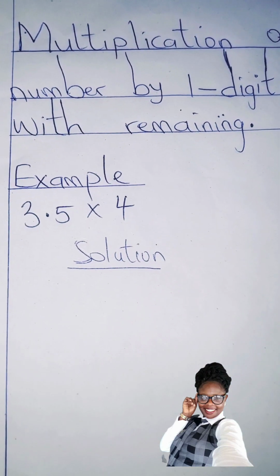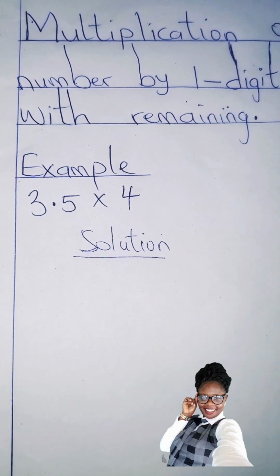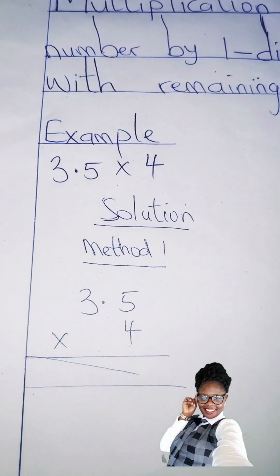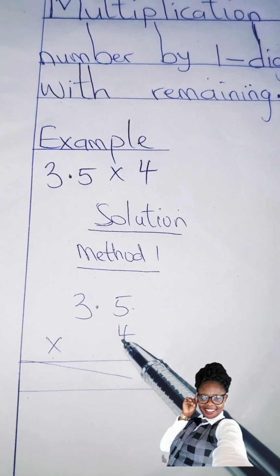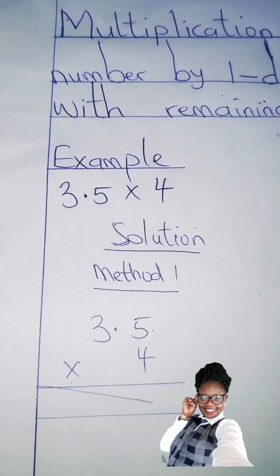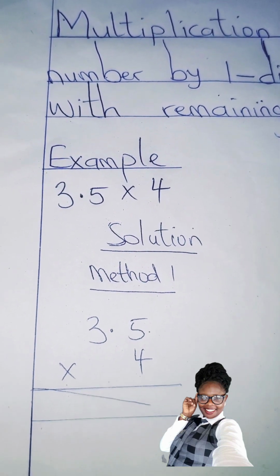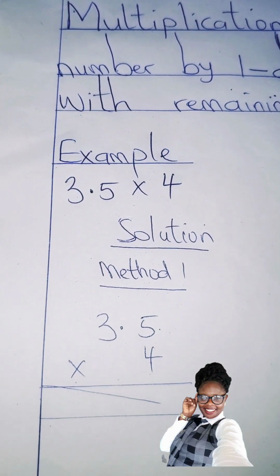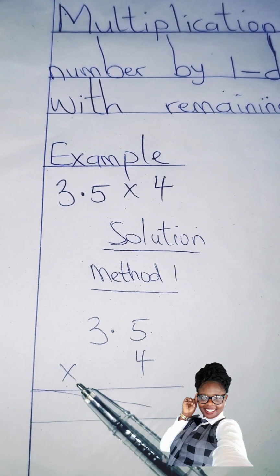In the solution, I shall be using two methods to solve this. You can use either of the two methods. And here is method 1. 3.5 times 4. As I earlier said, you can use this method to explain or teach pupils in lower basic classes. So I'll be solving this question as if I'm teaching pupils in lower basic classes. Therefore, I'll be counting in circles.